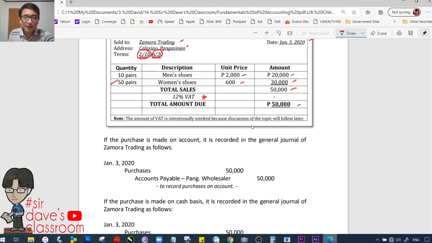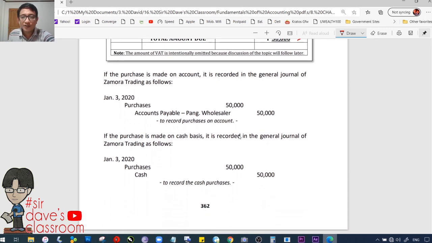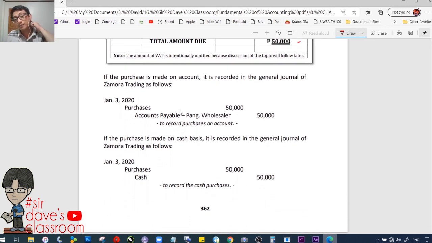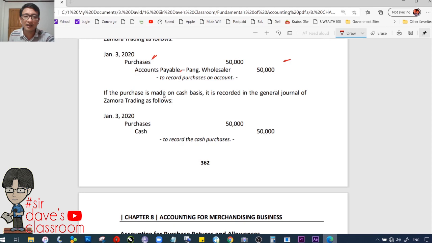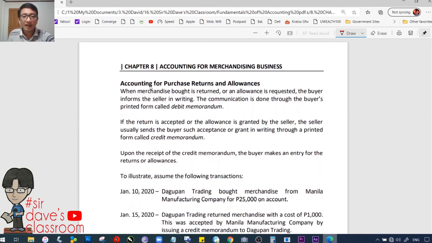Okay? If the purchase is made on account, it is recorded in the General Journal as follows. So, very simple. On account, debit purchase 50,000. Credit accounts payable dash Pangasinan Wholesaler for 50,000. Pagka naman for cash, edi ang credit mo instead na accounts payable, it would be credited to cash immediately. Okay? Accounting for purchase returns and allowances.